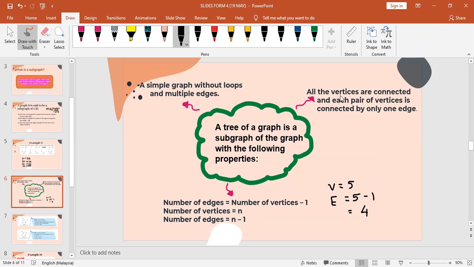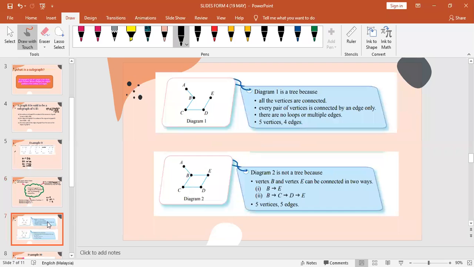Okay, so since it fulfill this characteristic, this is a tree, and then every pair of vertices is connected by an edge only. Maksudnya A is only connected to B, B is only connected to C, C is only connected to D. So every pair of vertices is connected by an edge only. Okay, and then there are no loops or multiple edges.